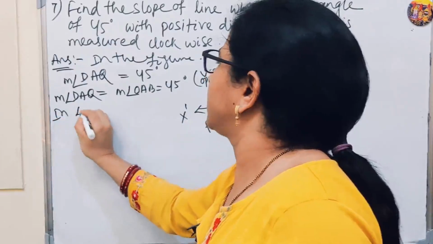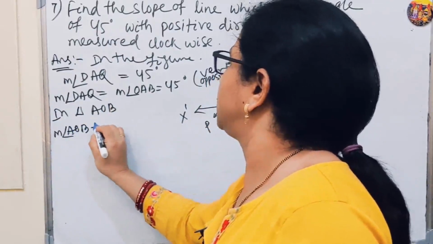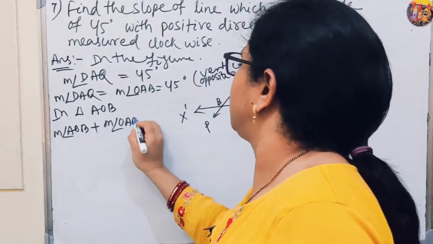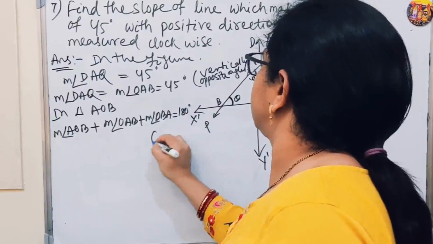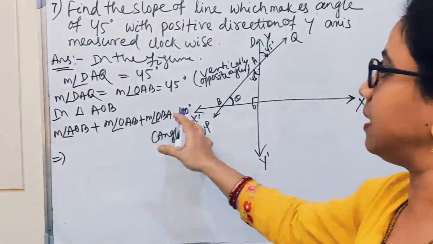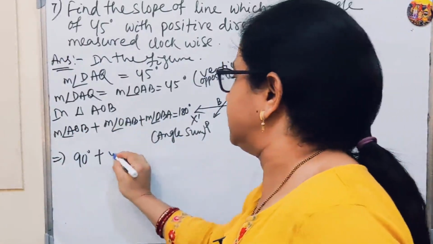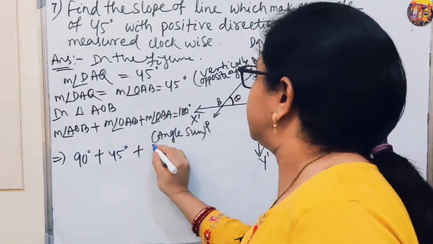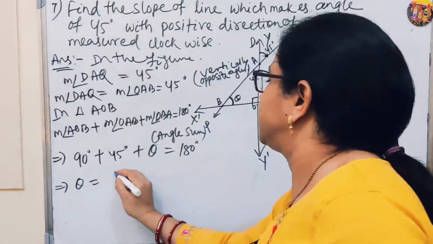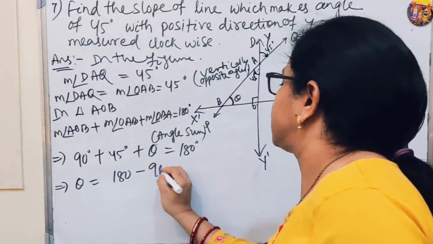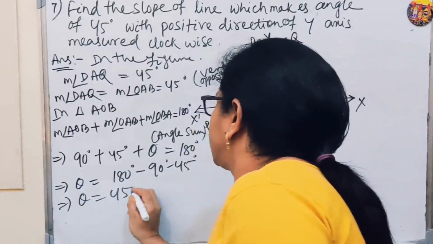So in triangle AOB, measure of AOB plus measure of OAB plus measure of OBA is equal to 180 degrees. Angle sum property. From the three angles, we know this angle is 90 degrees plus this angle is 45 degrees. This angle is theta. 180 degrees is the sum. We need to find theta. So theta will be 180 minus 90 minus 45. So theta is equal to 45 degrees.